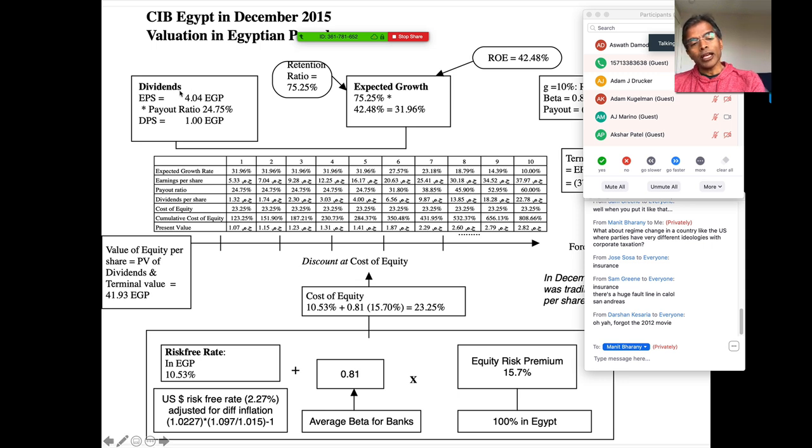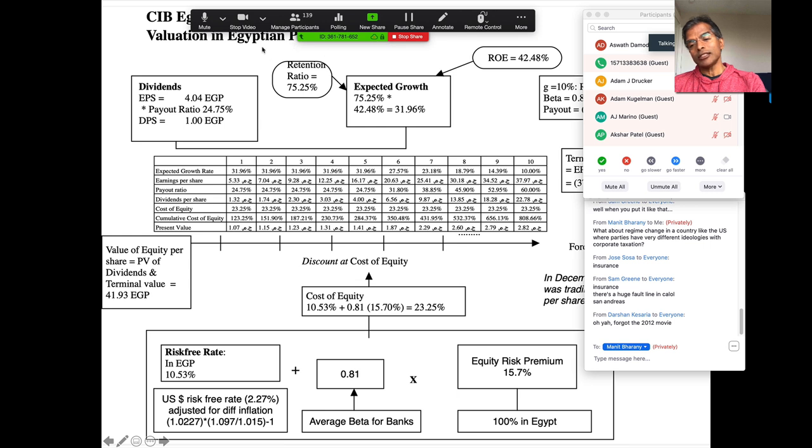To discount the cash flows, I started with dividends. Why? Because I took the old ploy of, hey, I can't estimate cash flows. The dividends in the most recent year was £1 per share on a 4.04 earnings, basically about a 25% dividend payout ratio. I assume the payout ratio would stay at 25% at least for the next 5 years. So during those 5 years, I'm going to be paying out 25%. I'm reinvesting 75%. That's my retention ratio.